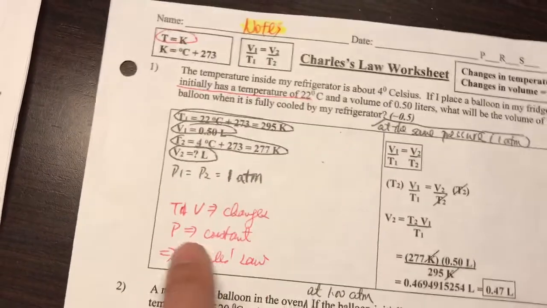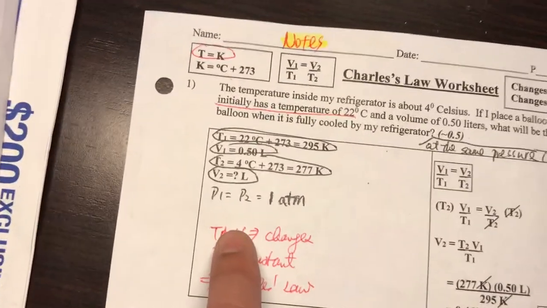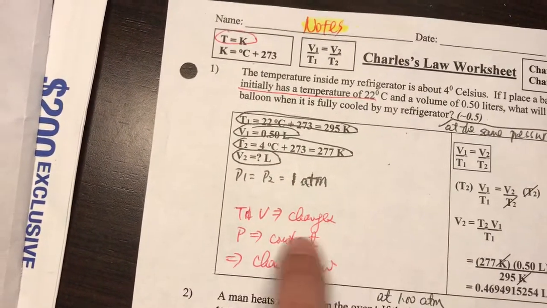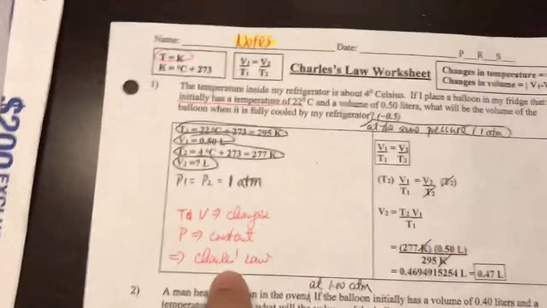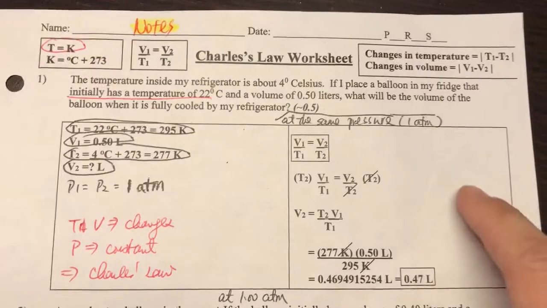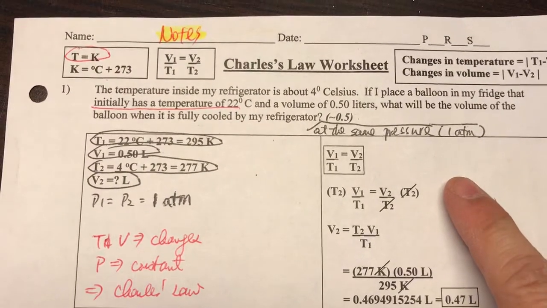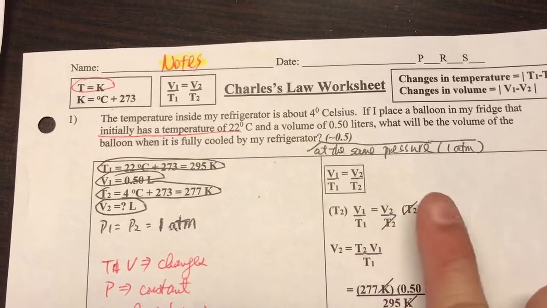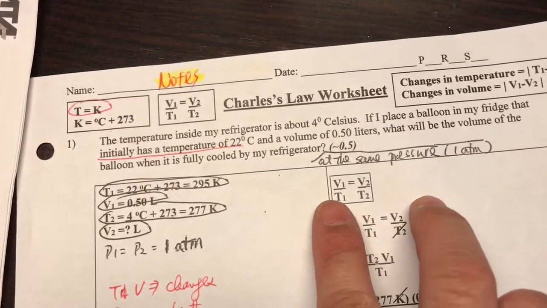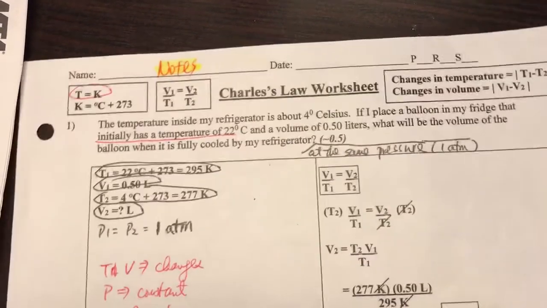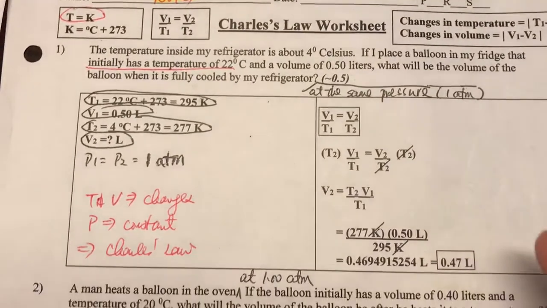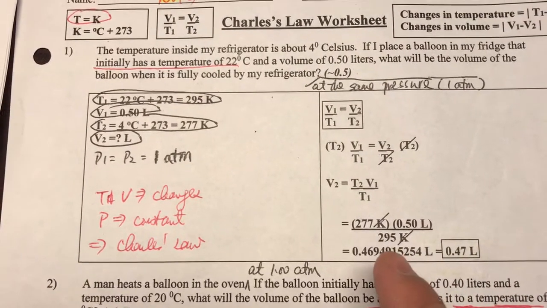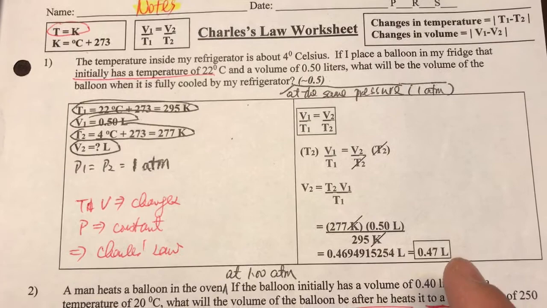P1, P2. Now here, how do I know this is Charles' law? My temperature changes, my volume will change because I get a new volume. My pressure stays the same, constant, so this is Charles' law. So I'm going to write the formula here, V1 over T1 equals V2 over T2. I'm looking for volume 2, so how can I get rid of T2? I need to multiply T2 on both sides. So I rewrite the formula, multiply T2 on both sides, and I cancel my T2. So I rewrite the formula, V2 equals T2 V1 over T1. I substitute the numbers, cancel the unit, calculate the answer, and then give 2 decimal places with the unit.